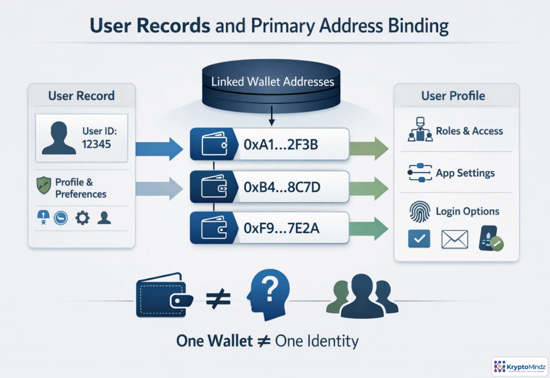In most apps, the wallet address should be treated as a login credential, not as the person's entire identity. Keep a stable internal user ID, then bind the user's primary wallet and any additional wallets to that record. That user record can own roles, profile data, preferences, and future sign-in methods. This avoids painful assumptions when someone rotates wallets, uses multiple wallets, or later recovers access through another verified method.